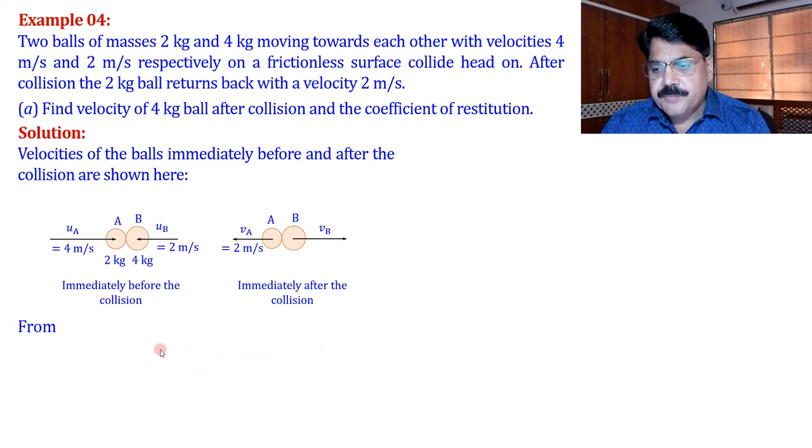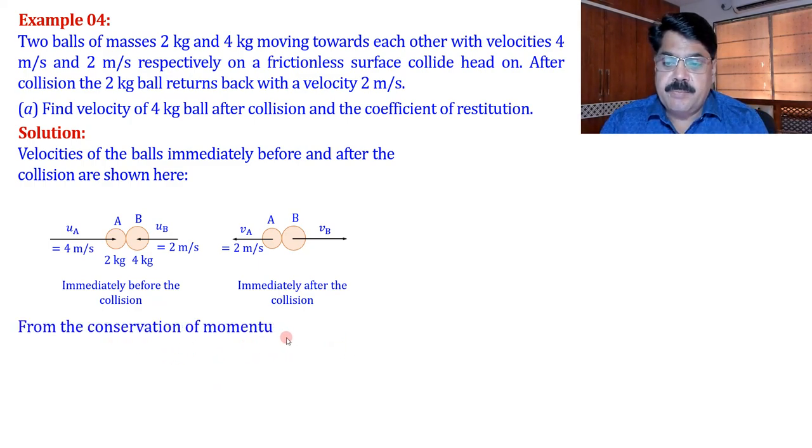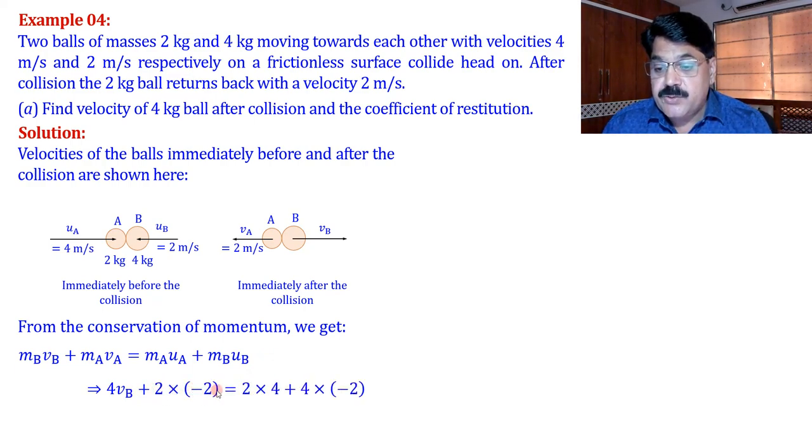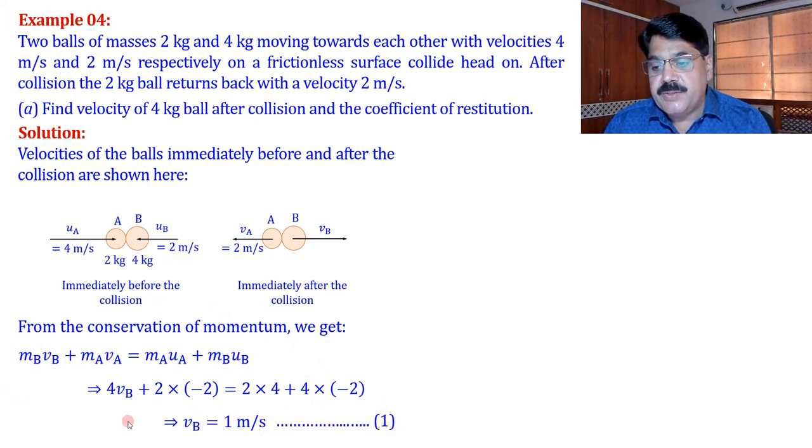That is very easy. From the conservation of momentum, we get MB VB plus MA VA is equal to MA UA plus MB UB. Now we substitute the values. 4 VB plus 2 into minus 2, that is final, is equal to 2 into 4 plus 4 into minus 2, because its velocity was in this direction. What we get ultimately is VB equal to 1 meter per second. So from conservation of momentum, we obtain this velocity.